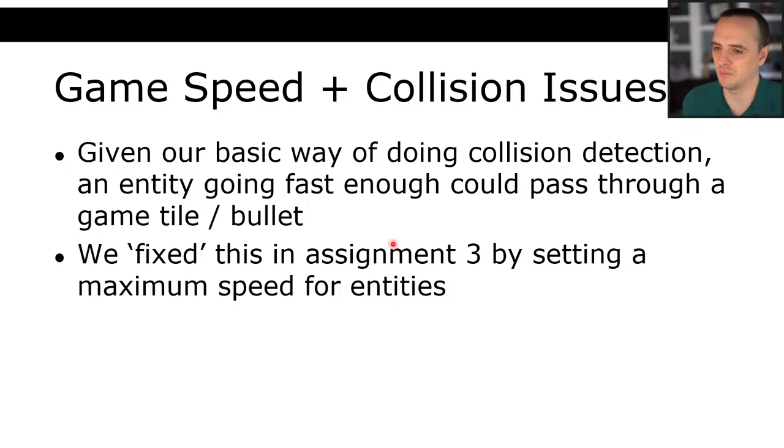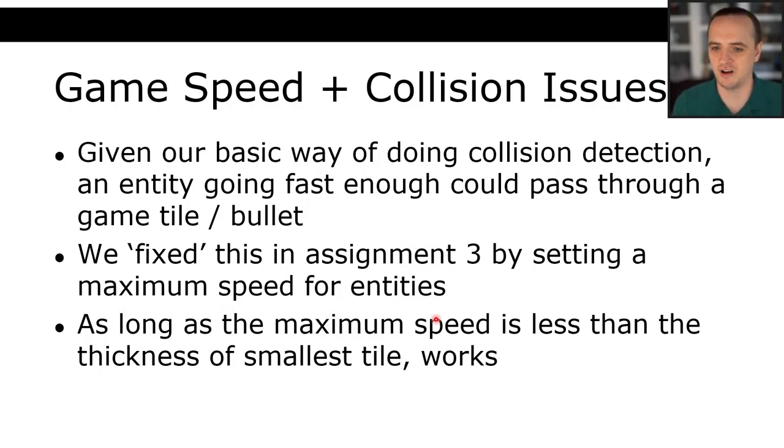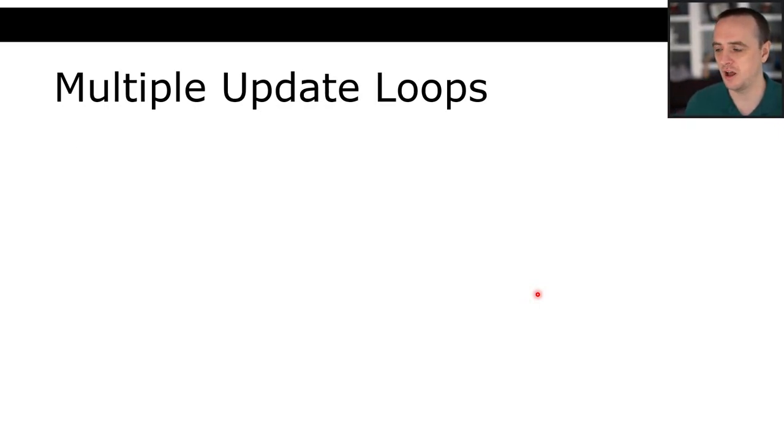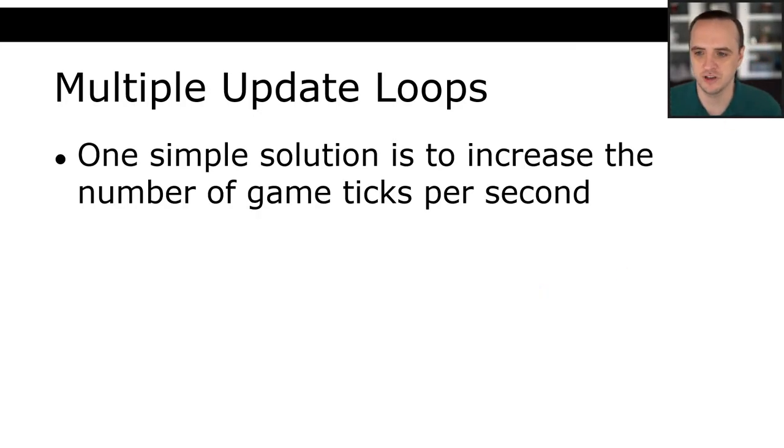What I was doing there by setting a maximum speed was helping you in a way that maybe you didn't understand yet. As long as the maximum speed of the player is less than the thickness of the smallest tile, then this works, right? But what if we want to allow our entities in the game to go at speeds faster than this? And we may want that. What we can do is do multiple update loops. I'll give you a diagram of this in a second that'll make it all clear. But one simple solution is to increase the number of game ticks per second.